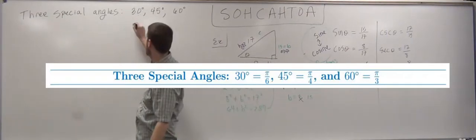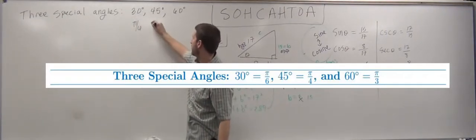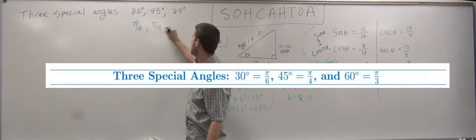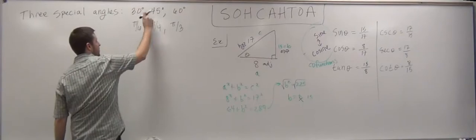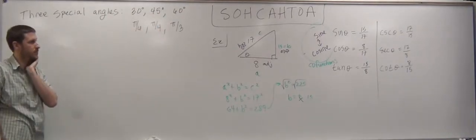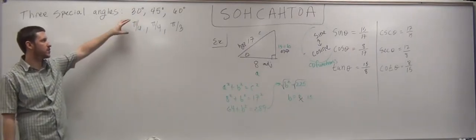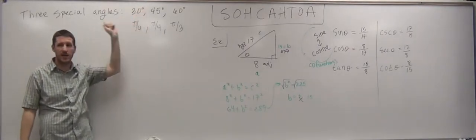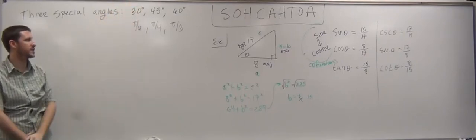This guy's pi over 6. This guy's pi over 4. And pi over 3. So these are the special angles in degrees, and this is what you would get if you convert to radians. Remember, if you're not sure where I got this from, to convert to radians, you multiply by pi over 180. So if you multiply by pi over 180, you will reduce to pi over 60.